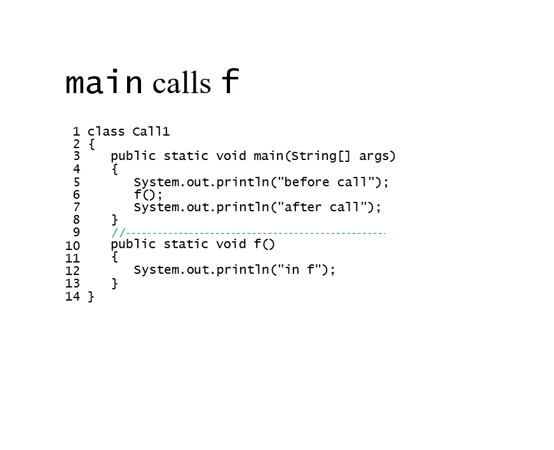So when main calls F on line 6, you don't put anything in the parentheses, and you don't have anything inside the parentheses on line 10 either.